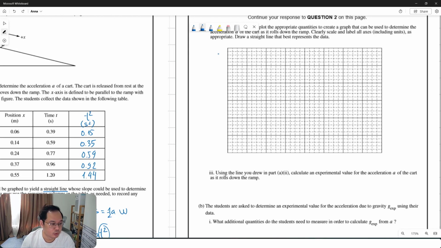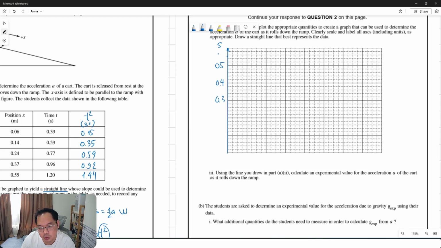On the vertical axis, it will be the position. The maximum value is 0.55, and we have 0.1, 0.2, 0.3, 0.4, 0.5 here. 0.55 will be the maximum value up here. This is 0.5. Okay, let me put on those values: 0.3, 0.2, 0.1. You should start from the origin at the bottom here, and go up. And this is the time squared, the square time. The maximum value is 1.44. 1.4 is here. 1.44 is very close to this point.